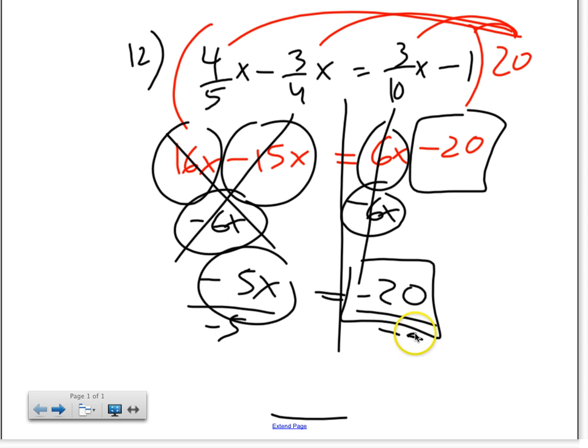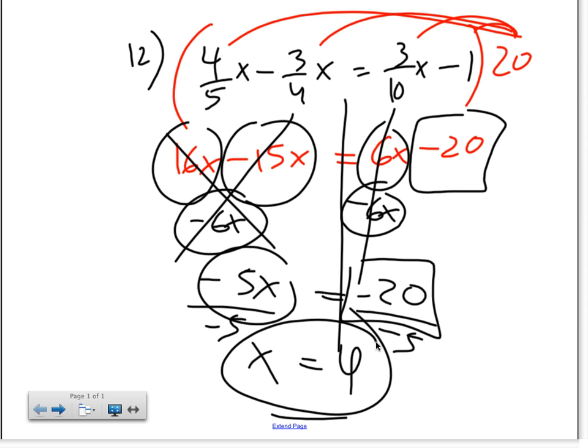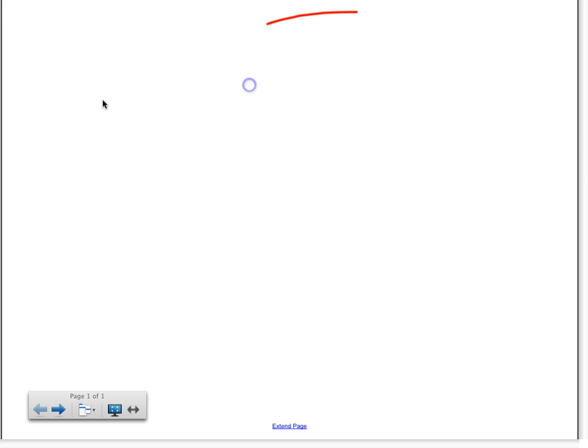Divide by negative 5. x equals, what is negative 20 divided by negative 5? 4. Positive 4. And there you have it. We are done with the problem. Okay, what do you think of that? Was it too difficult to work on? I hope not. Okay, cool. Take a look at 13. Wow, Thomas. The train has left the station.